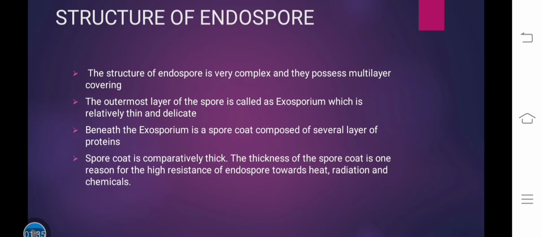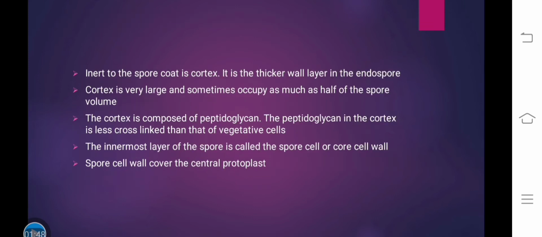Due to this thickness, endospores have high resistance towards heat, radiation and chemicals. It protects the bacteria. Inner to the spore coat is the cortex. It is the thicker wall layer in the endospore. The cortex is very large. It occupies half of the spore volume. The cortex is composed of peptidoglycan. The peptidoglycan in the cortex is less cross-linked than in the vegetative cell.